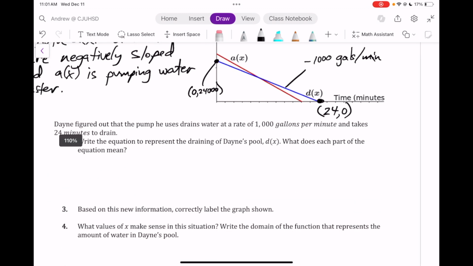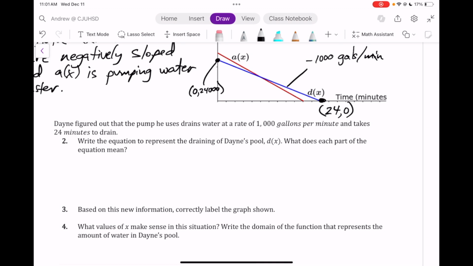Now, what is the equation draining Dane's pool? Well, think of it as what we did before, an arithmetic sequence. We know where it starts. It starts at 24,000. We know how it moves. It moves down by 1,000 every minute. And it does begin at 0 minutes. So D of X would be 24,000 minus 1,000x.